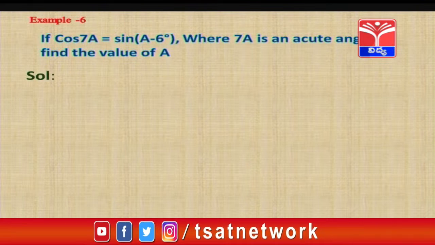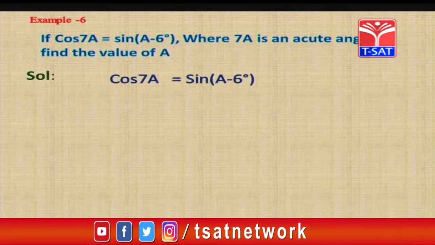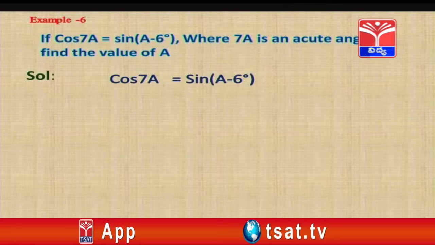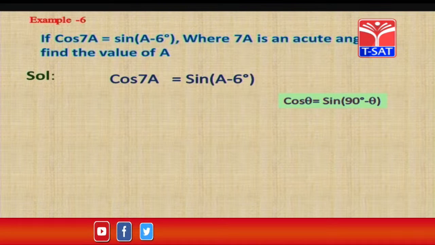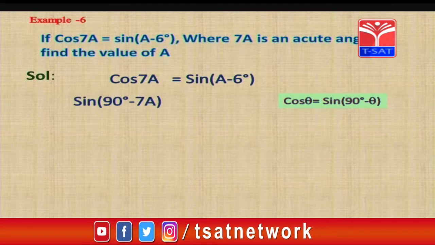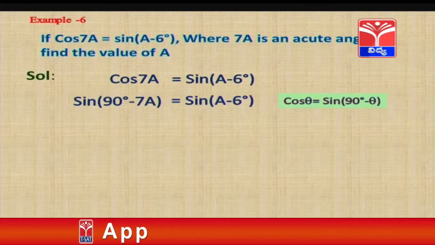of A. Solution for this. Cos 7A is equal to sin of A minus 6 degrees. Here we are able to see one is cos and the other one is sin. So, we have to convert both either into cos or sin. Cos theta is equal to sin of 90 minus theta. So, can I write this cos 7A as sin of 90 minus 7A? On the other side we have the same sin of A minus 6.